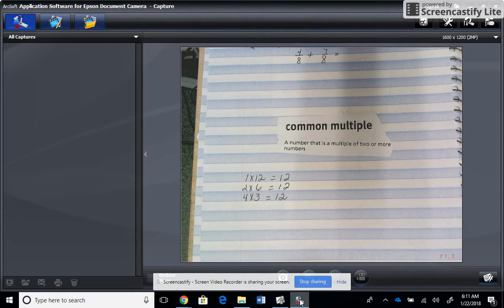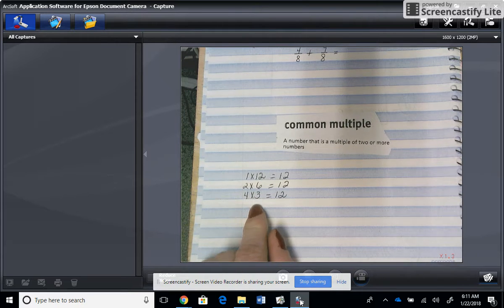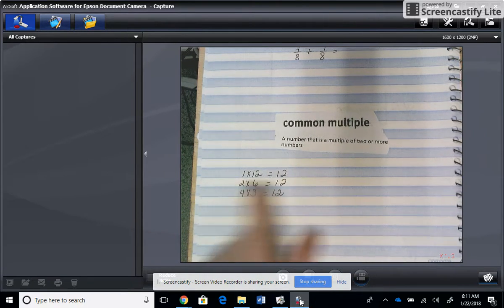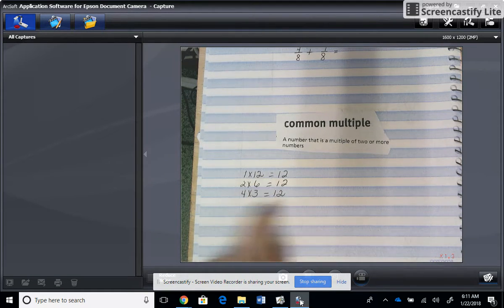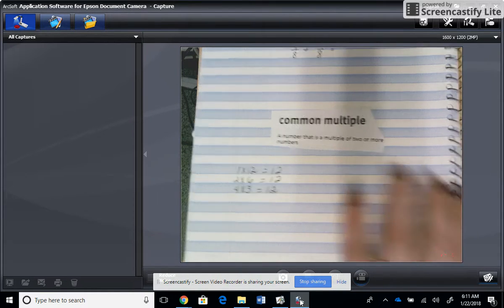Common multiple. That's all the answers that could make 12. They all have a multiple that equals the same product. 1 times 12, 2 times 6, 4 times 3, they all have a common multiple of 12. You'll need that.